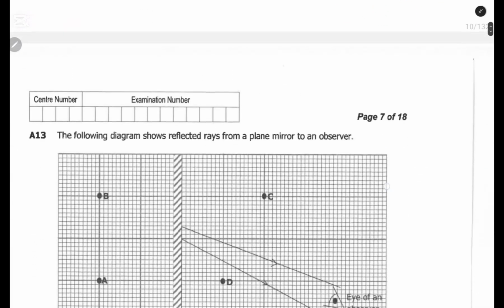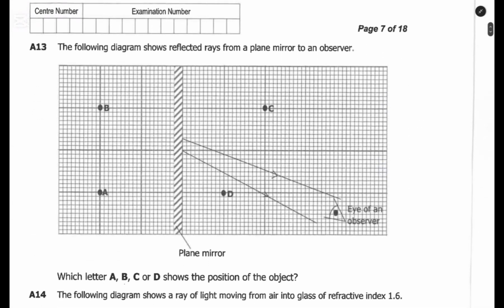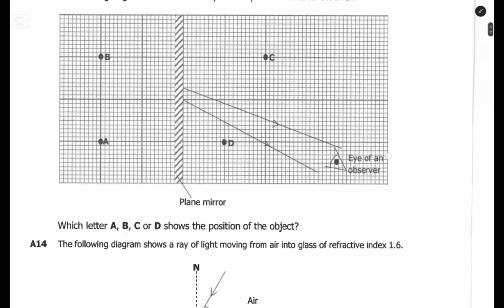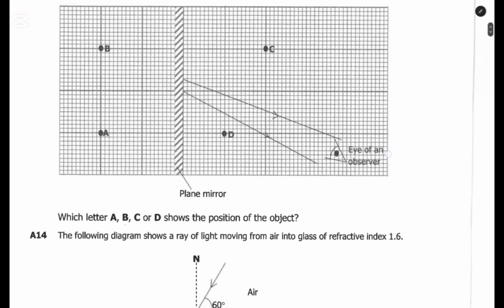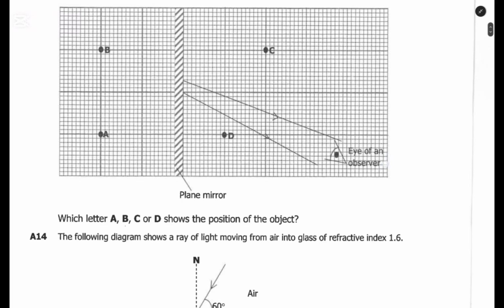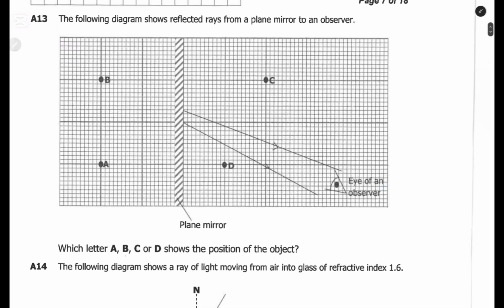Up to question 13. The diagram below shows the reflected ray from a plane mirror to an observer. Which letter, A, B, C, or D, shows the position of the object? For the object to be observed, it cannot be on the other side of the mirror. You know that a mirror has to do with reflection. Only the image can be on the other side. This is the mirror line. So you expect the object to be on this part of the mirror.